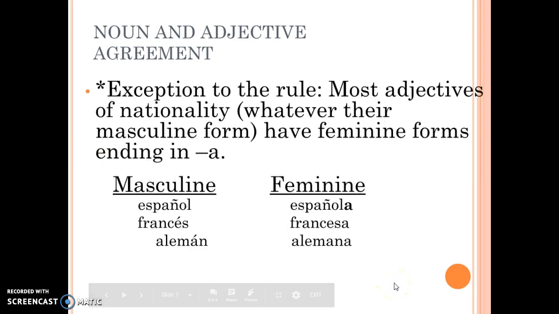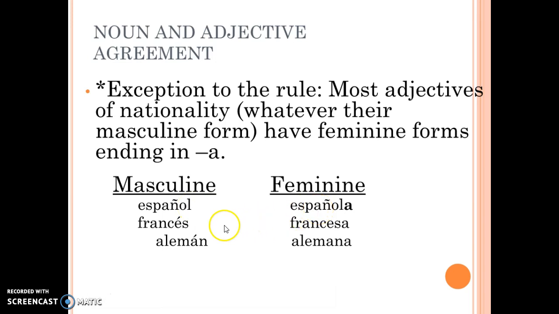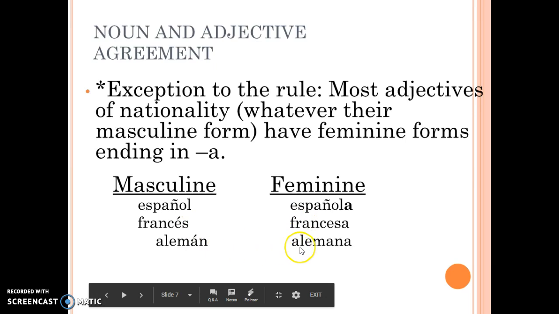An exception to the rule: most adjectives of nationality, whatever their masculine form, have feminine forms ending in A. Por ejemplo, español, if you have a person who is Spanish, who is male, you have española for the female equivalent. Francés and francesa for French. Alemán and alemana for German.